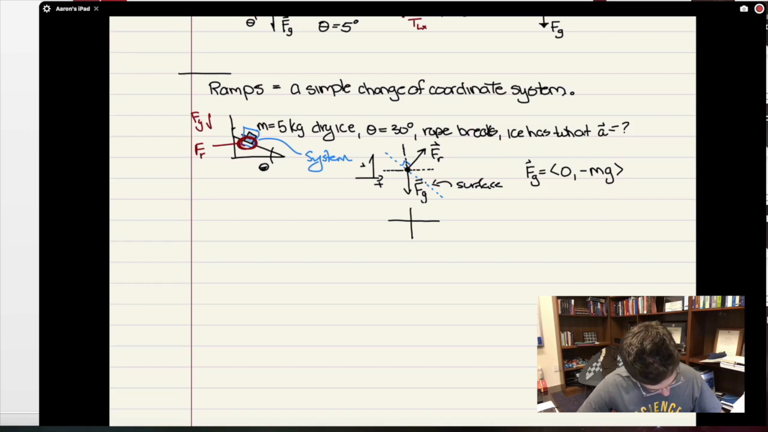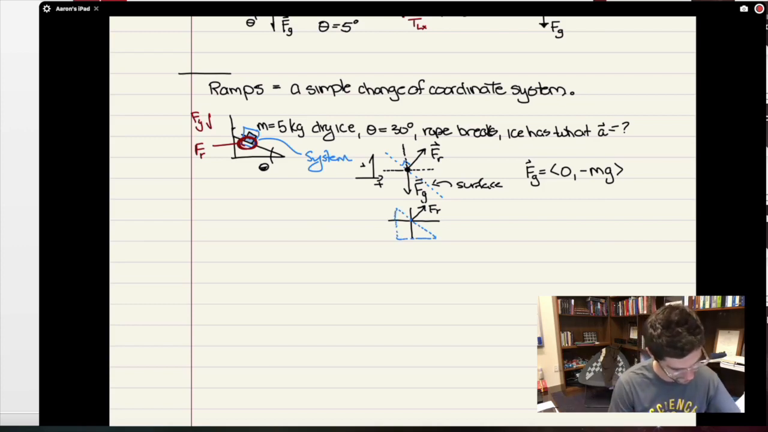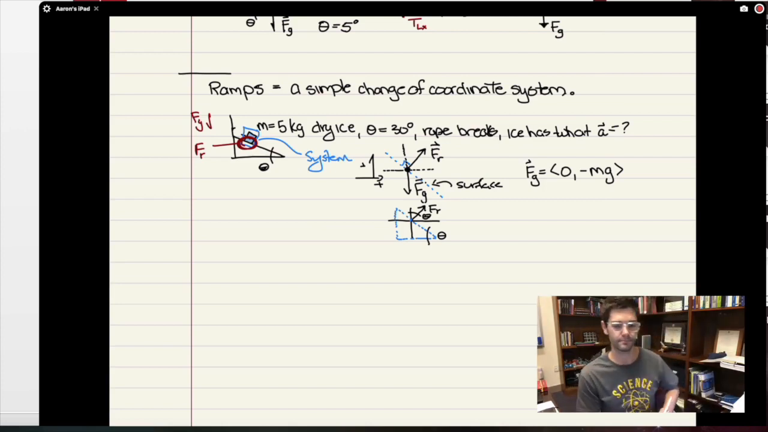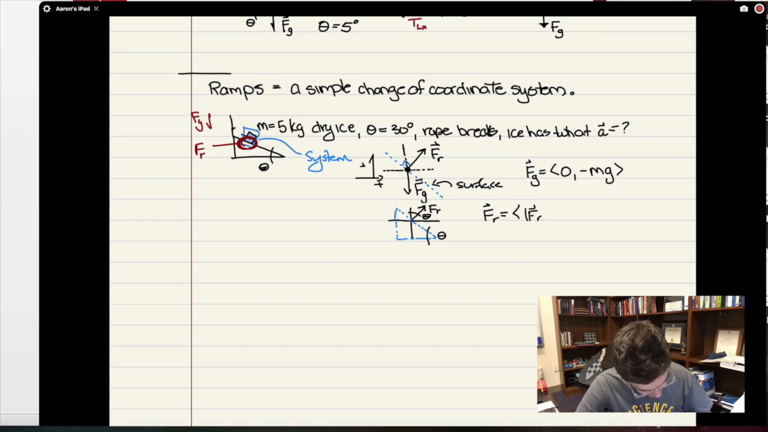If I wanted to do this in the XY direction, here is the contact force, and then here is the ramp. You can stare at this for a while and convince yourself that this angle and this angle are the same. They are the same angles. And so therefore I might write that the force from the ramp is, whatever the magnitude is, times, in this case, sine theta in the x direction, and then whatever this is, times cosine theta in the y direction.